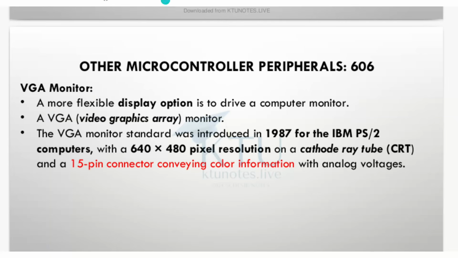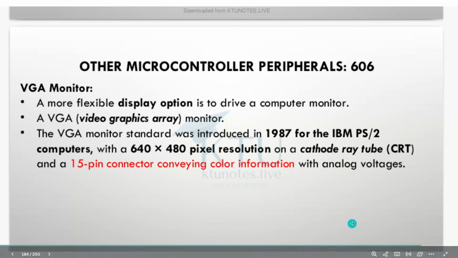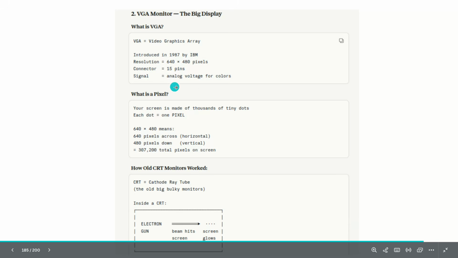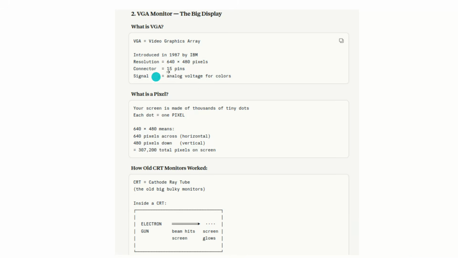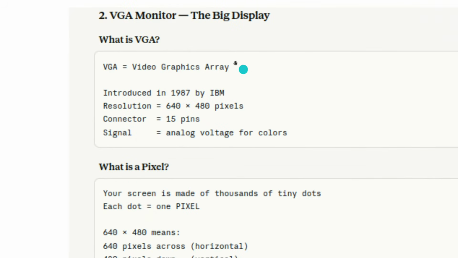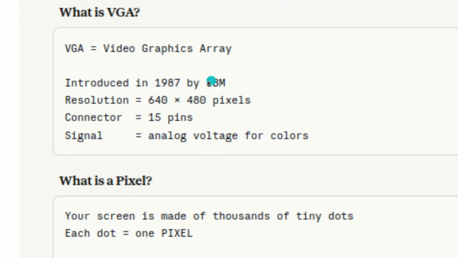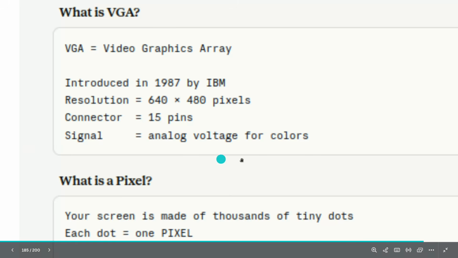It has a resolution of 640 by 480 pixels, and it uses a cathode ray tube, and a 15-pin connector. In VGA, an analog voltage signal is used for color. So VGA was introduced in 1987 by IBM, its resolution is 640 by 480 pixels, there are 15 pins used as a connector, and the signals are analog voltages used for colors.